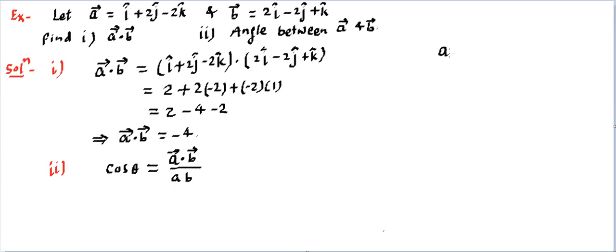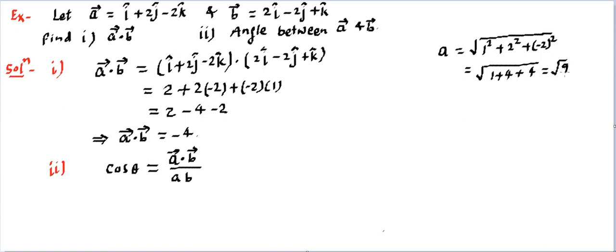Now the magnitude of A will be written by square root of, we have already talked about how to get the magnitude of a vector. So it's going to be 1 square, first coefficient, plus 2 square, plus minus 2 whole square. If you simplify them, you get 1 plus 4 plus 4, that's 8 plus 1, that's 9. So this will simplify to 3. That means the magnitude of A is 3.